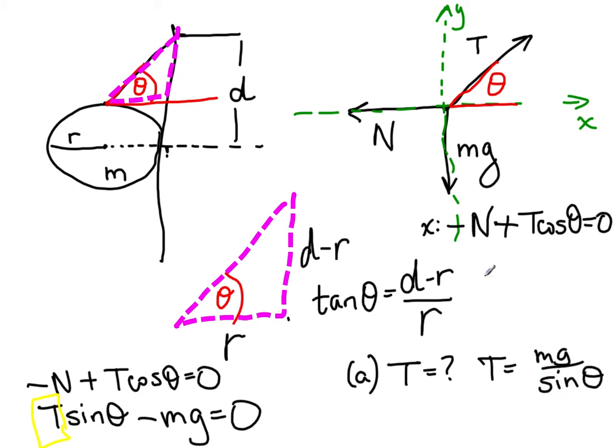And if we calculated theta here, then we can calculate the tension. And we don't even have to do torques. Hooray! Part B asks you to find the normal force. Well, according to this equation here, the normal force is equal to T cosine theta. And if I know T from part A, and I know theta from here, then I should be able to calculate the normal force.